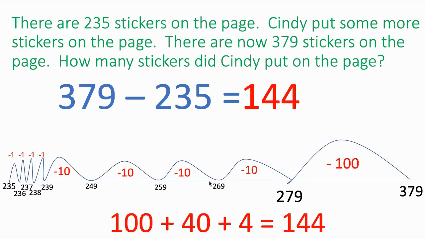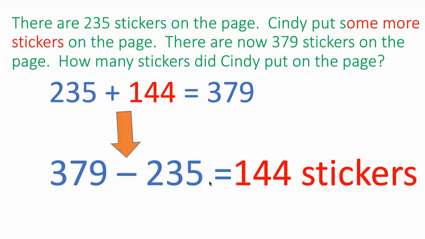All right. So if we were to flip that back and put it into the equation, there are 235 stickers on a page. Cindy put some more stickers on a page. Well, we just found out she put 144 stickers on the page because 379 minus 235 is 144. So now there are 379 stickers on the page. Go back. How many stickers did she put on the page? What was the unknown? What did we not know? We didn't know that she put the 144 on the page to make a total of 379.